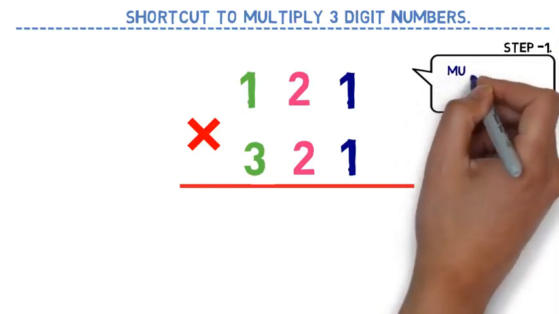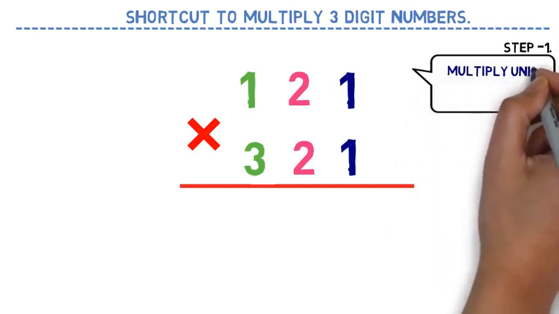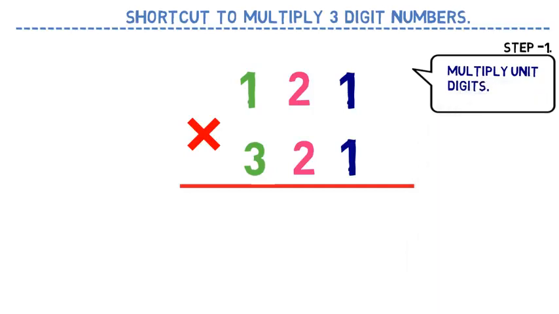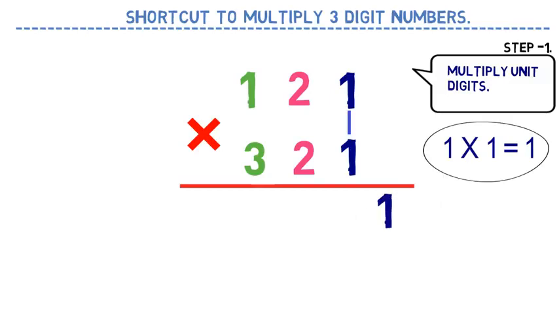In the first step, we'll multiply both the unit digits. Here we have 1 and 1, which is in blue color. 1 into 1 is 1. The result will come at the unit place.